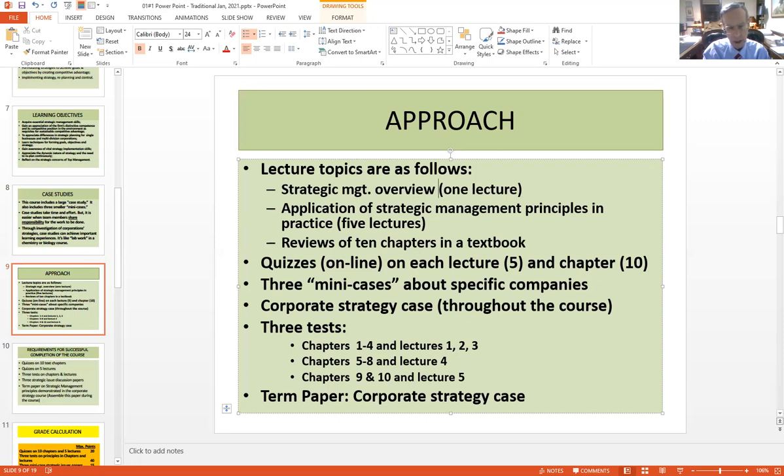Among other things, she's famous for contributing to what's called the resource-based view of competitive advantage. And a couple of the chapters in this book obviously were written by her, and you will benefit greatly from that material, as well as the other material in the textbook. There is a corporate strategy case, as I mentioned. It goes throughout the course.